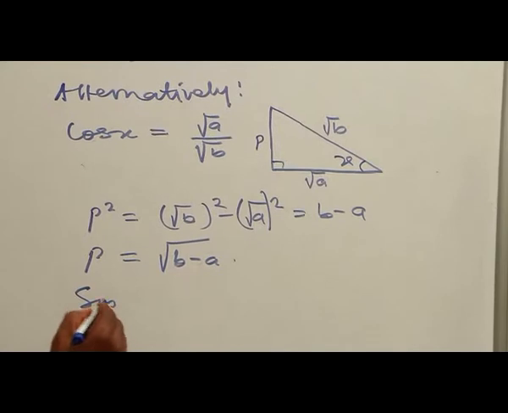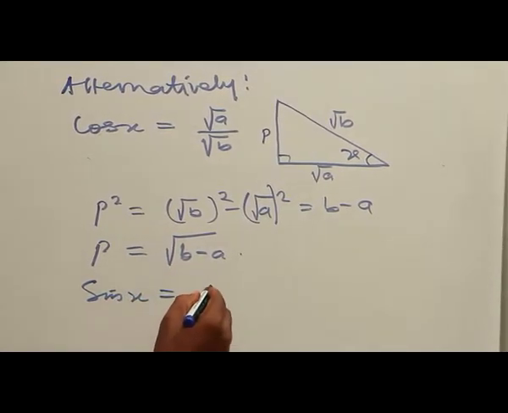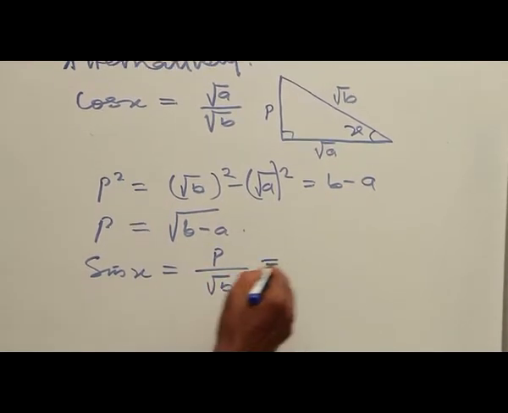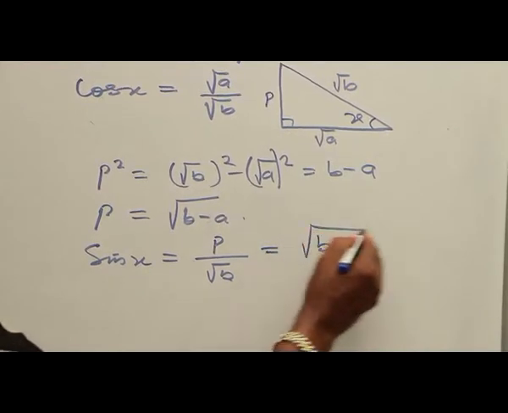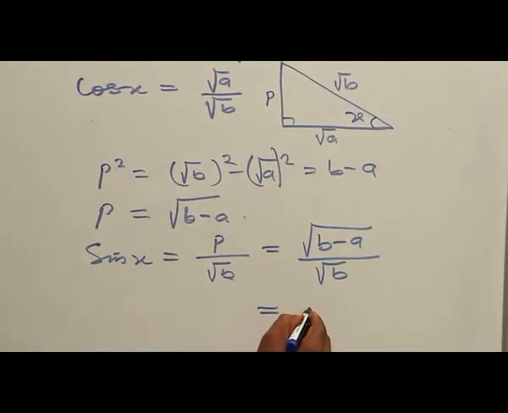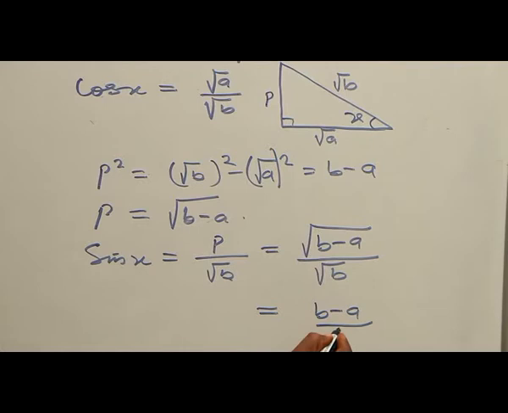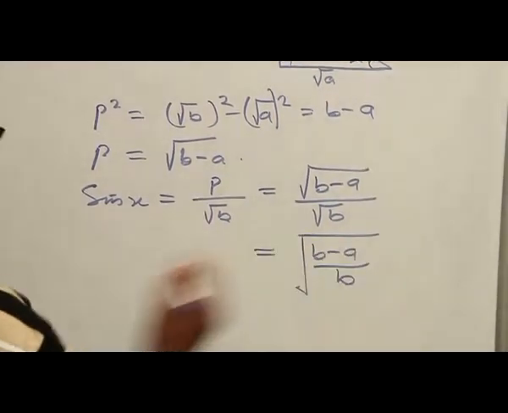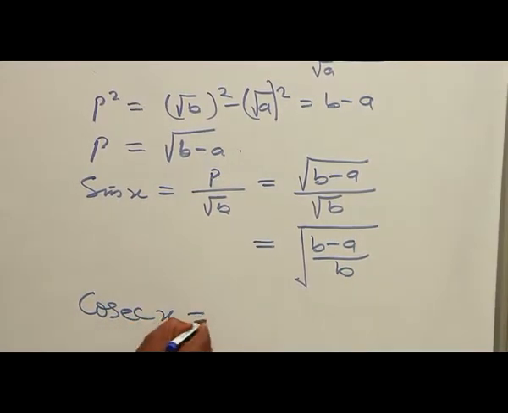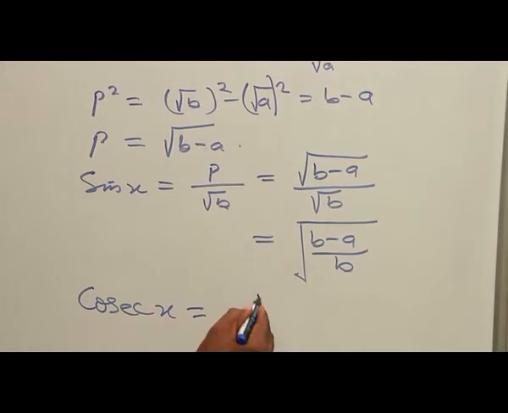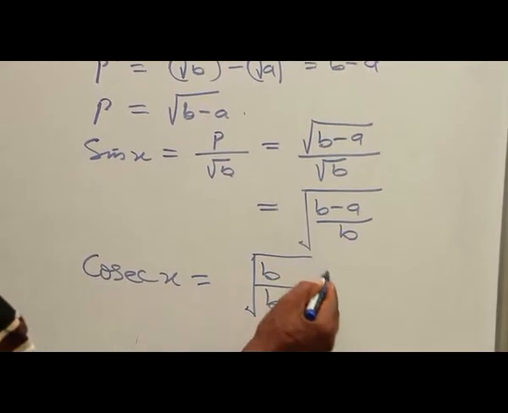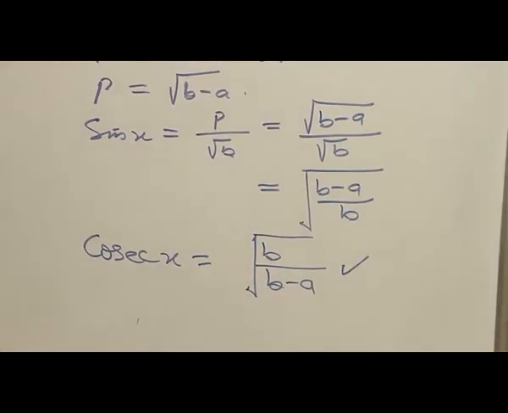And then we can find our sine S to be equal to opposite, which is P all over root B. And that means square root of B minus A all over root B, which can eventually be written as B minus A all over B, everything under square root. But we're talking about the cosecant of S, which is the reciprocal of this one. And that becomes B all over B minus A, and everything here under square root. This again gives you the same solution.